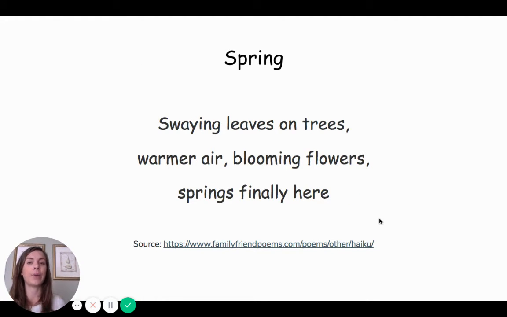Here's another haiku poem about spring. Swaying leaves on trees, warmer air, blooming flowers. Spring's finally here.